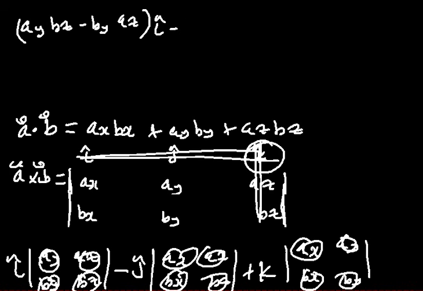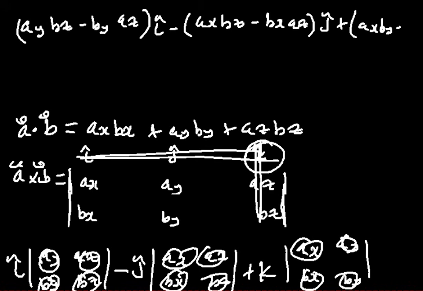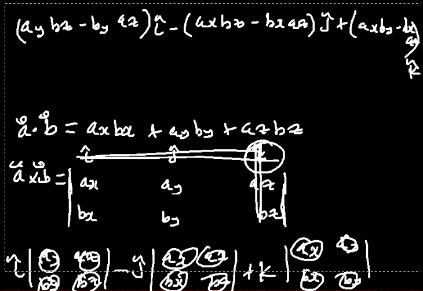By the way, we have this, and that should be ax times bz, and minus bx times az, like that, should be j, and the plus we have ax times by minus bx times ay, that is k, like that. So that's the principle behind the cross product of the two vectors.